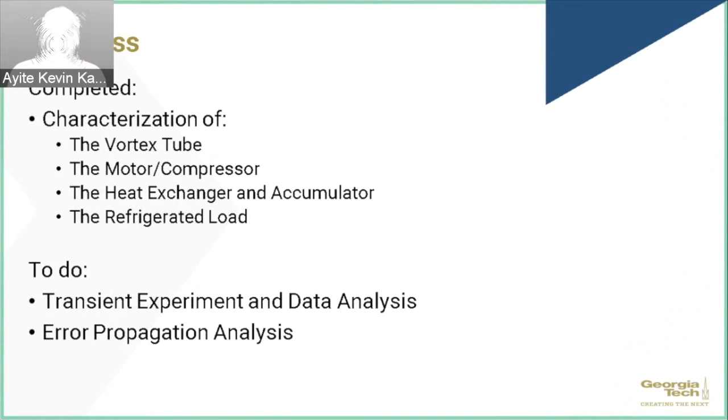The heat exchanger and accumulator bring the temperature back to ambient temperature level, with the accumulator trying to even out the pressure regulation from the upcoming flow. The refrigerant load is the amount of air the engineers are trying to cool. And all of this was done by transient experiments and data analysis plus the EPA analysis.